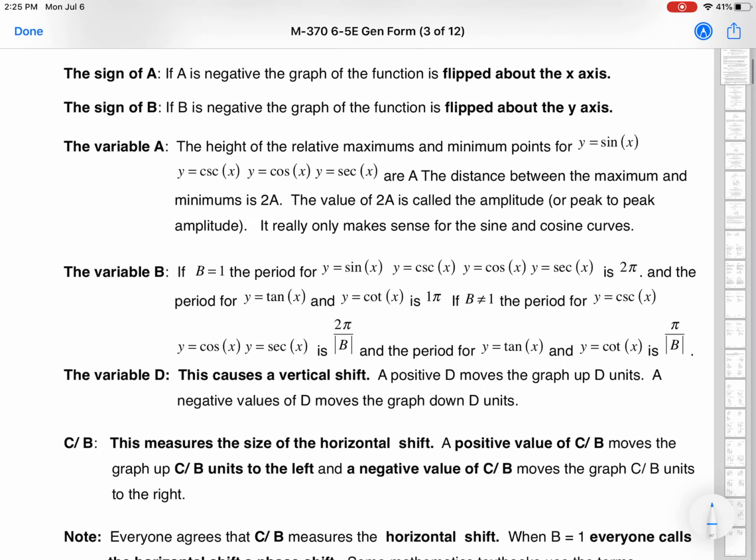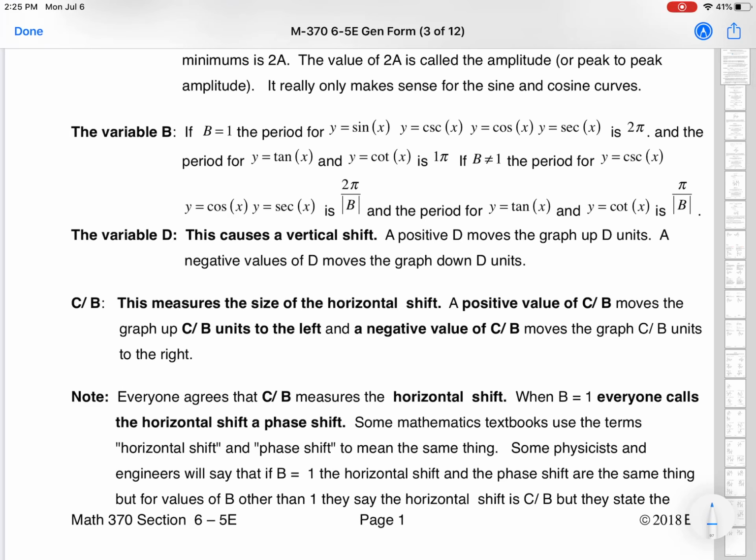So for example, let me just make something up. Y is equal to 2 sine 3x plus 6, plus 8. So what we would have is our sine function with an amplitude of 2. It would be moved up 8 units, and its new period would be 2 pi divided by 3.